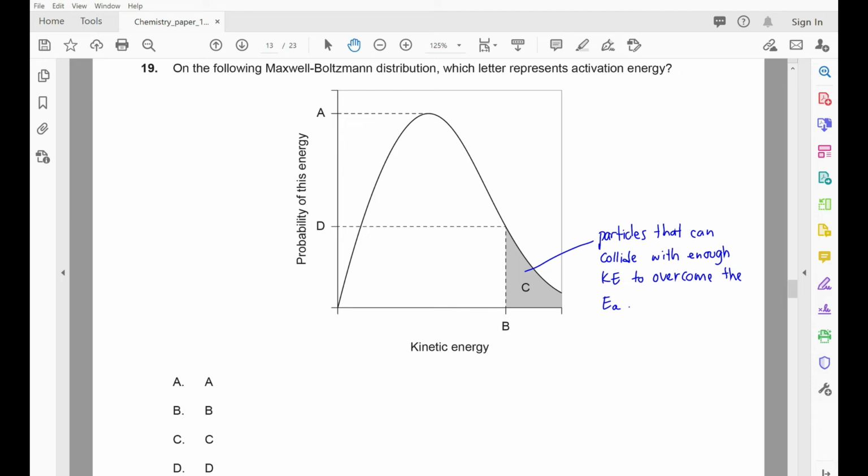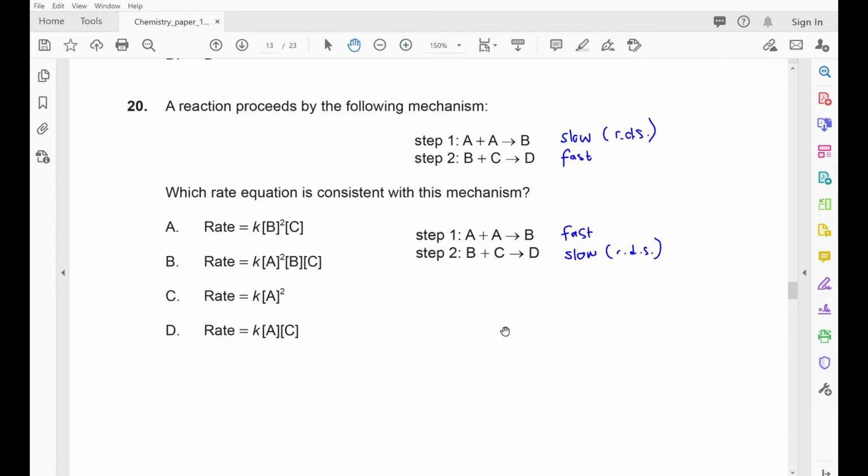Question 19. The area C shows the number of particles that can collide with enough kinetic energy to overcome the activation energy. And the activation energy is B. Question 20. So in this reaction, there are two steps and we're given the mechanism. I have copied down here for extra working. Which rate equation is consistent with this mechanism? So we can have two options here.